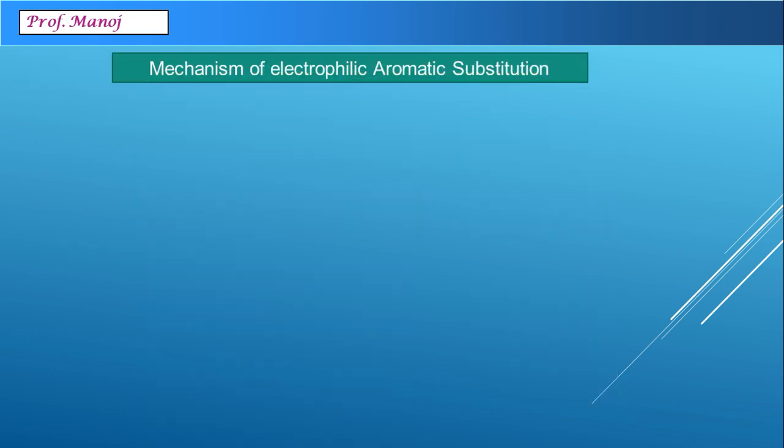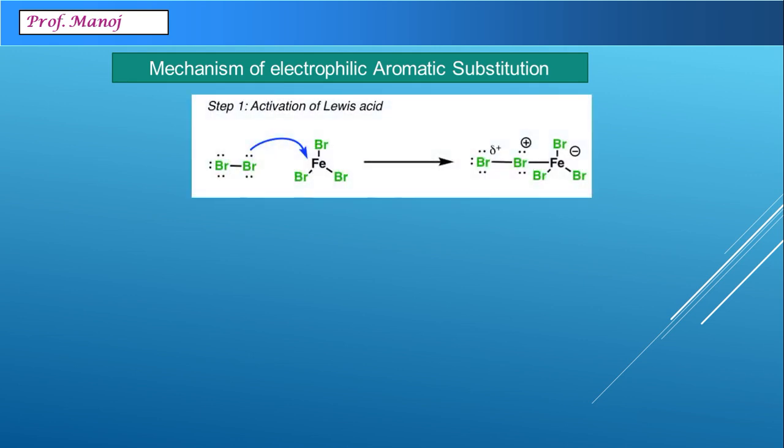We will go for the mechanism of electrophilic aromatic substitution. This was done in 11th standard. As I said, it's a repetition. The first step here is activation of the Lewis acid. You can see the halogen. Here I have shown bromine, but it can very well be chlorine also. The lone pair of bromine first attacks the Fe atom. That bromine forms a coordinate bond with Fe in a way that bromine receives a positive charge.